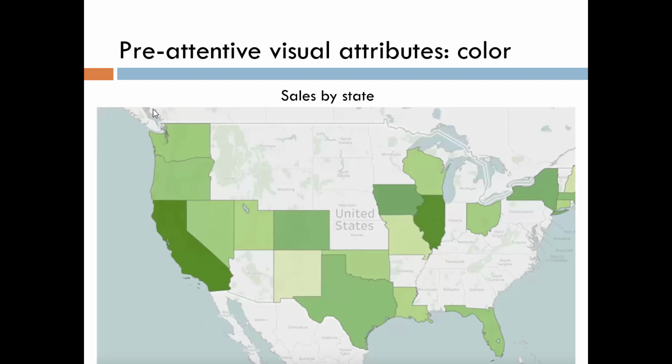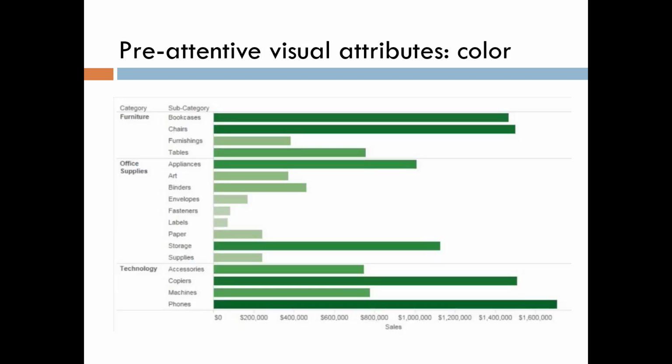Color, of course, is a pre-attentive attribute too. Here's an example of how we can draw attention to states with higher sales just by using gradations of color. Lower sales are in a lighter shade and higher sales are in a darker shade. Here's another example of the use of a color gradient to draw attention to products with higher sales. Again, higher sales are shown by darker shades and the eye immediately goes to them.